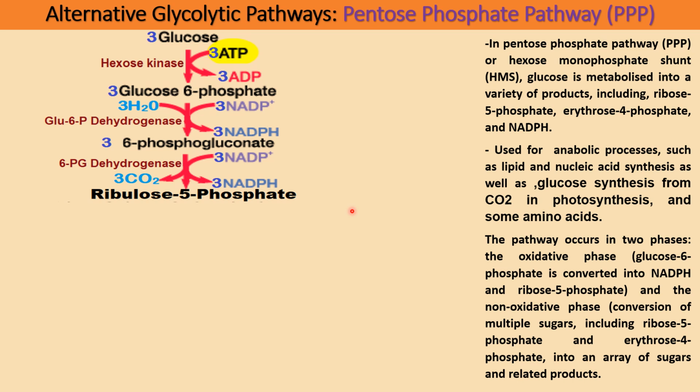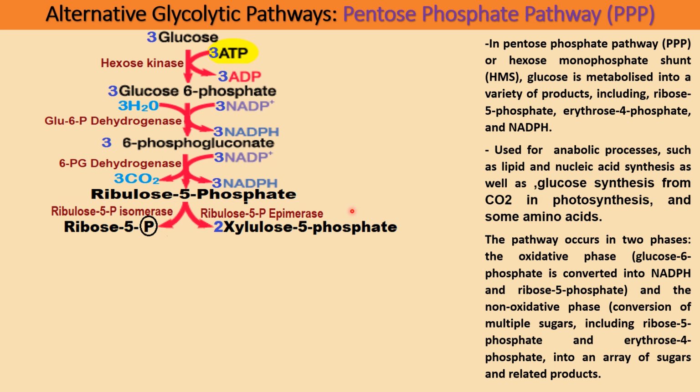Now, this ribulose 5-phosphate is the central sugar in the pentose phosphate pathway, which is converted into several intermediates, as we are going to see. First, the ribulose 5-phosphate is isomerized by ribulose 5-phosphate isomerase into ribose 5-phosphate. It is also isomerized using epimerization by epimerase enzyme to xylulose 5-phosphate. Now, the xylulose 5-phosphate and ribose 5-phosphate recombine together.